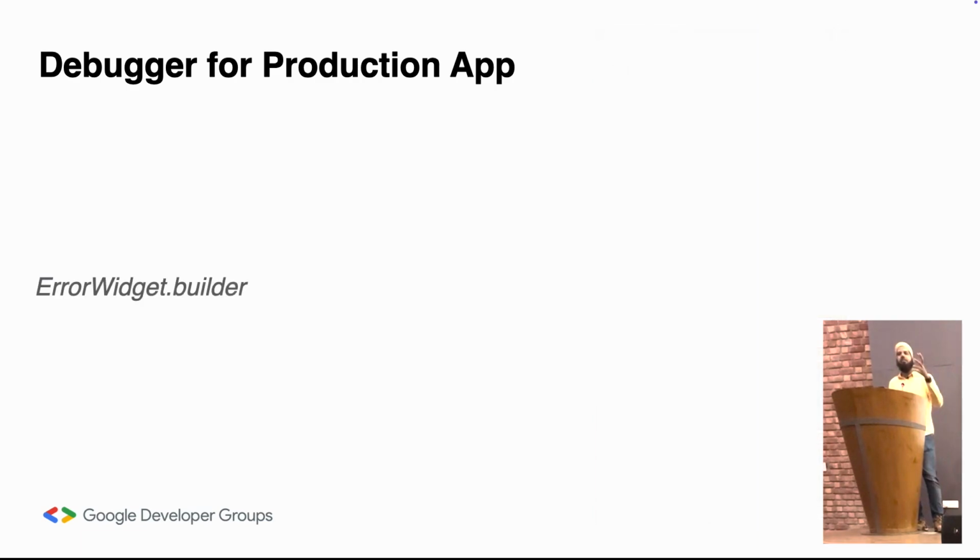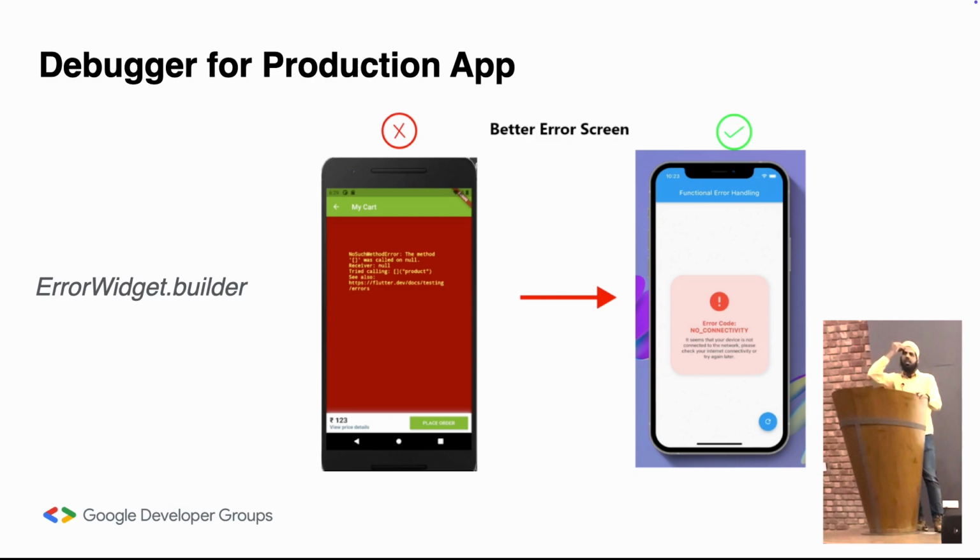And use an error builder widget to identify what the issue is. For example, if you use the normal debugger, you will see a red screen if anything goes wrong, but you can create your own widget to get a good UI for that error, and then you can report it to identify what went wrong.